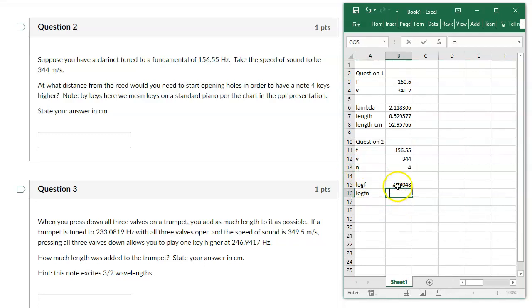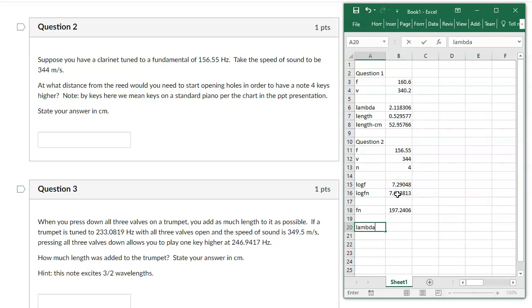Okay, so to go 4 keys higher, we're going to start in log space and we're going to add the number of keys we want to go higher times 1 over 12, right? Because 1 over 12 is 1 key. To go 4 keys higher, you do that 4 times. And that gives us the log of our new frequency, all right? So now we have to get our new frequency. Well, Fn is just going to be 2 raised to the log of Fn. That gives us our new frequency.